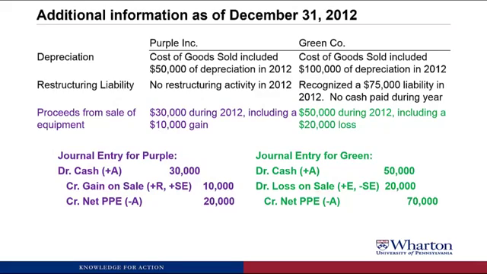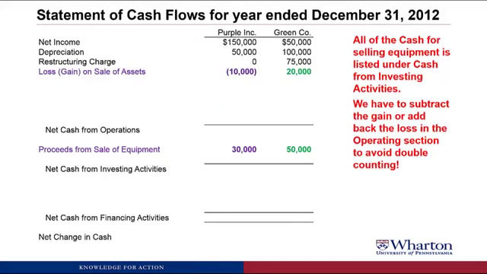We only got $50,000 cash, which is why we got a loss of $20,000. Now going to the statement of cash flows, what we want to do is take those two debits to cash, the $30,000 and the $50,000, and show them under investing activities as proceeds from sale of equipment.